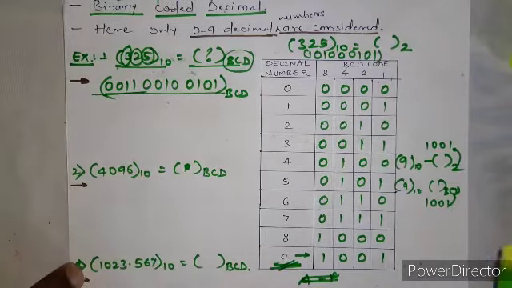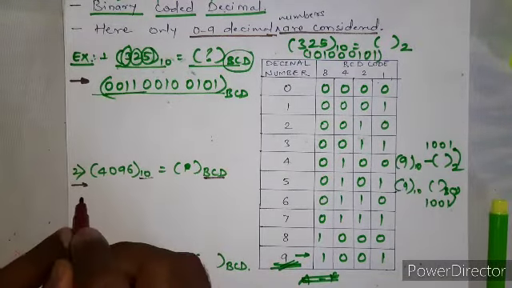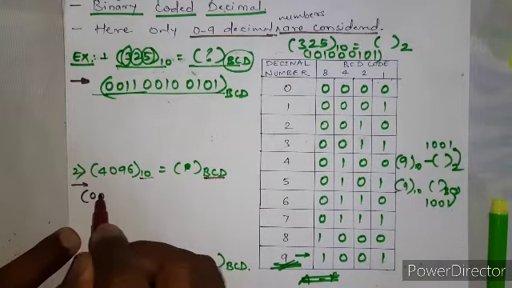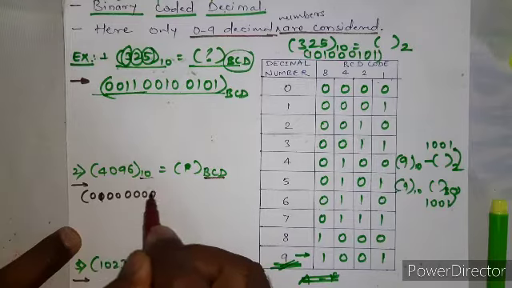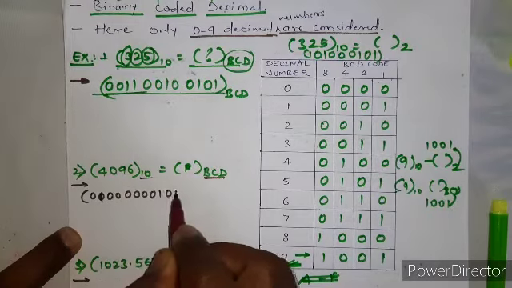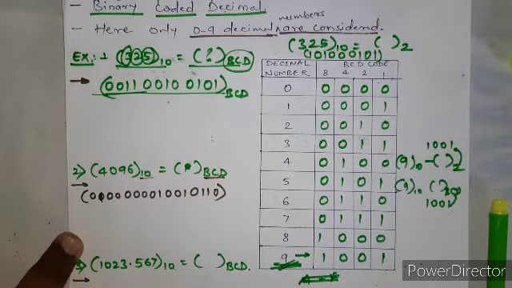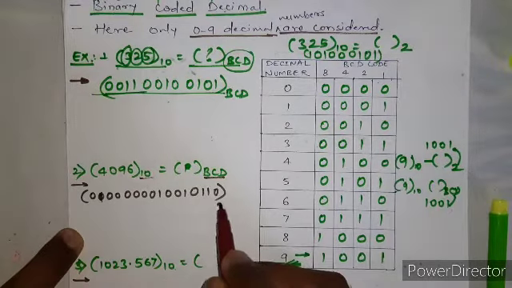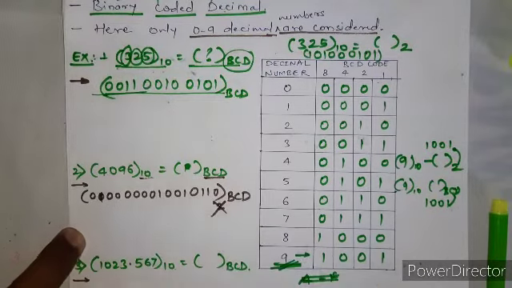Now if I want to convert this 4096, a decimal number, into BCD, then 4 is 0 1 0 0, 0 is 0 0 0 0, 9 is 1 0 0 1, and 6 is 0 1 1 0. Now I have not converted this into binary. I have converted this into binary coded decimal.